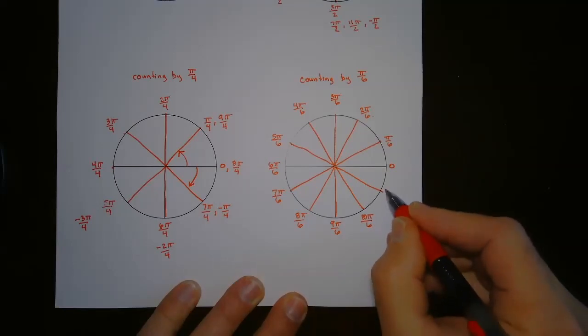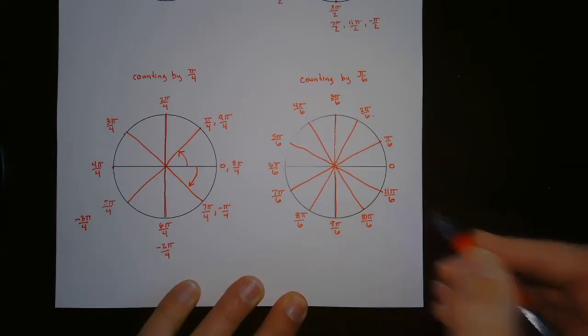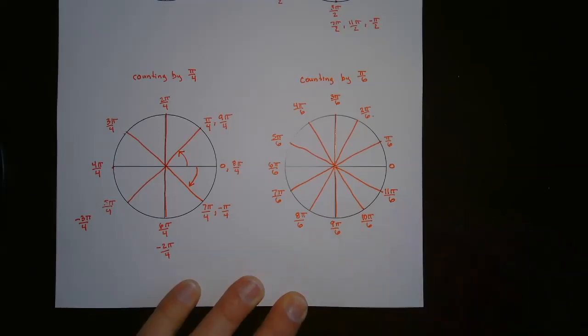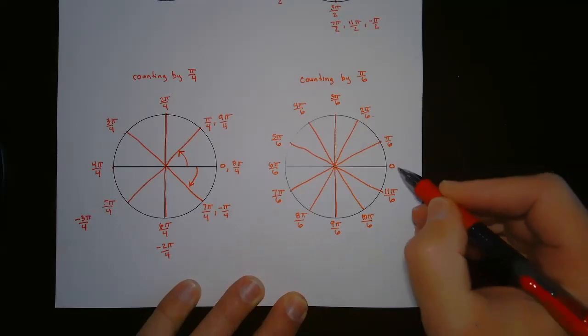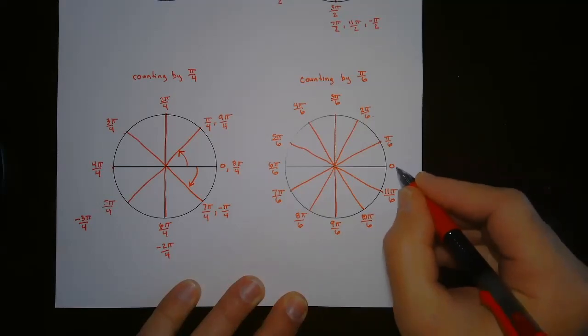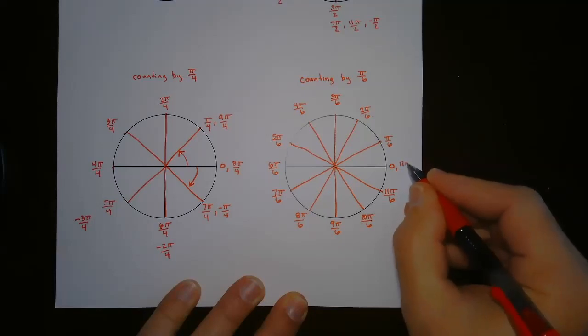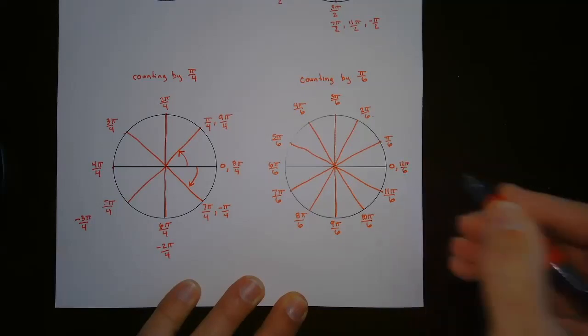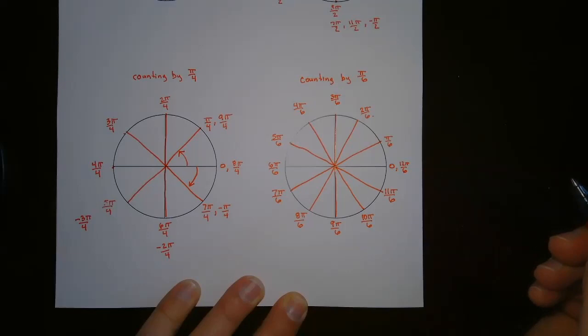And then this one right here would be 11 pi over 6. And everybody will call that one 11 pi over 6. And then back over here, this would be 12 pi over 6, which nobody's going to call 12 pi over 6. They're going to call it 2 pi because they're both divisible by 6.